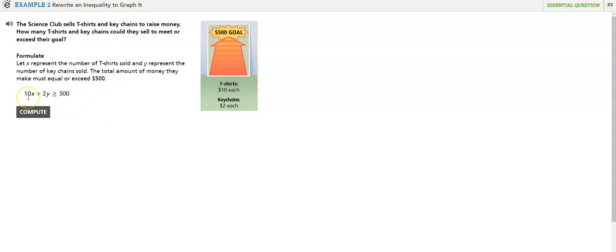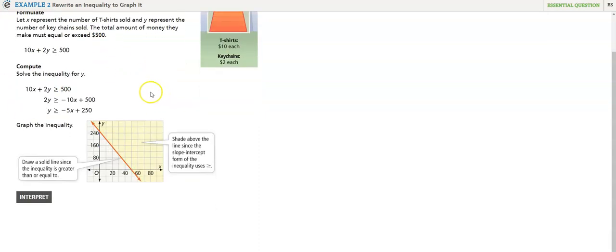So here's our formula. We've got $10 times the number of t-shirts sold plus $2 times the number of keychains sold is greater than or equal to 500. We're now going to solve this by graphing. The first thing you have to do, this is in standard form, and in order to graph it would be easier to put it into slope-intercept form, or at least a version of it. I know this isn't exactly standard because standard doesn't have inequalities, but it's that same kind of format. So here we're going to solve for y so that we have a y-intercept of 250 and a slope of -5, so going down 5 over 1.